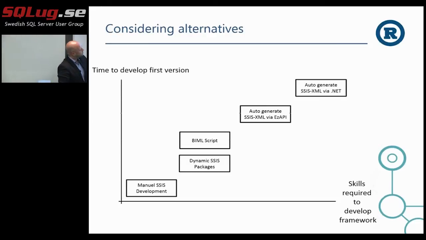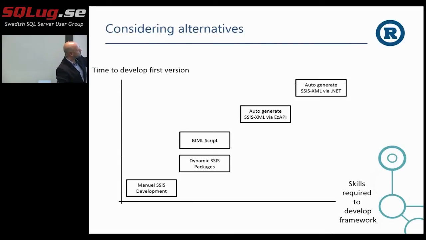We could do Biml script. We could do dynamic SSIS packages, which some of us probably have done at one point or another. We could auto-generate via the API, like some of you may have seen. Or we could have some .NET guys just do our entire new framework from scratch and either automate SSIS XML or use some objects. And we thought about it and tried to communicate this to the customer. Definitely doing this through .NET code is going to require more skills. You're going to need these guys. You can't just take any ETL guy and have them do this. And it will take some time before you actually have something to show.